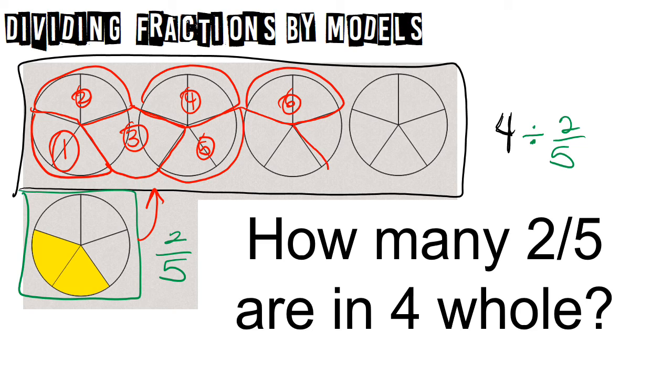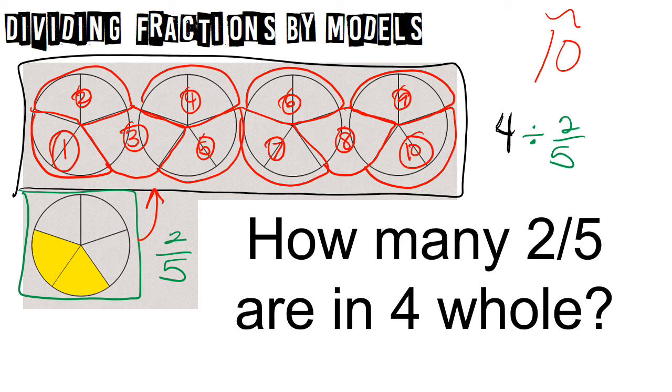So I'm at 6 already. What are you at? Tell your neighbor. I'm at 7. Hope you're keeping up. Oh, here we go. We have that little leftover piece. We join it with our 4th circle to make group number 8. We have group number 9. And last but not least, we have group number 10. And so to answer our question, how many 2 fifths are there in 4 wholes? The answer is 10. And that makes us happy.